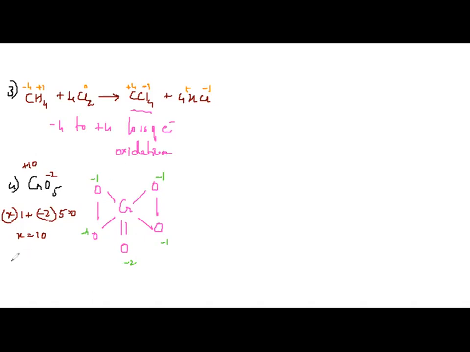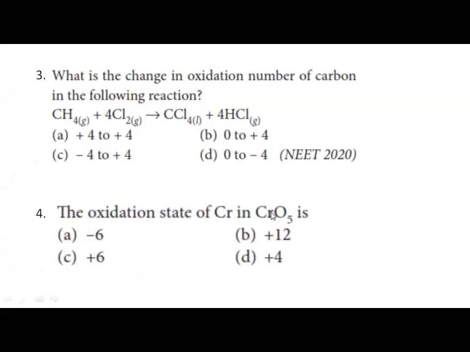Calculate on chromium. So I will write x into 1 plus -2 into only one oxygen plus -1 into 4 oxygen atoms is equal to 0. So x -2 minus 4 is -6 equal to 0. So x, what is the oxidation state of chromium in CrO5? It is +6. Is that clear? So we have to be very careful with the structure and what valency it can have, maximum valency.